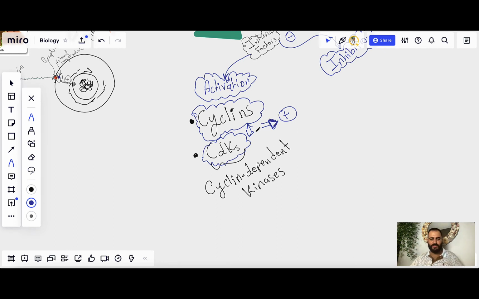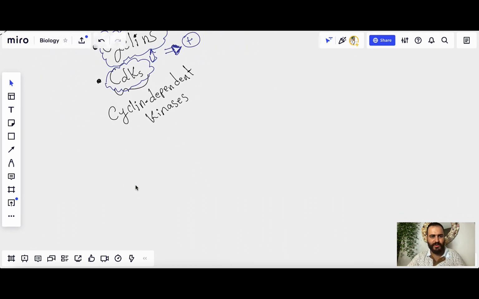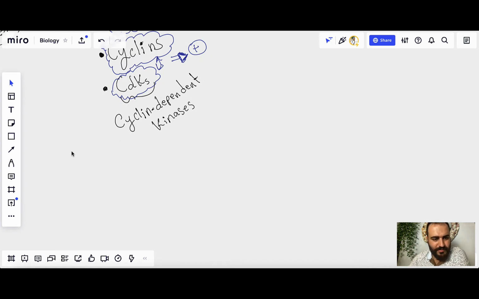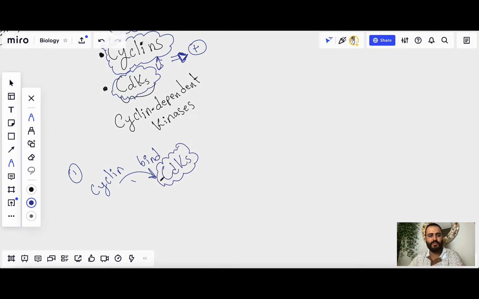And how do they work together? In order to understand this type of control, we have to start with the first step. The first step is, in order for the cell cycle to be activated, cyclin must bind to CDKs, cyclin dependent kinases. This is number 1. This is the first step. When they bind together, they will form a complex.